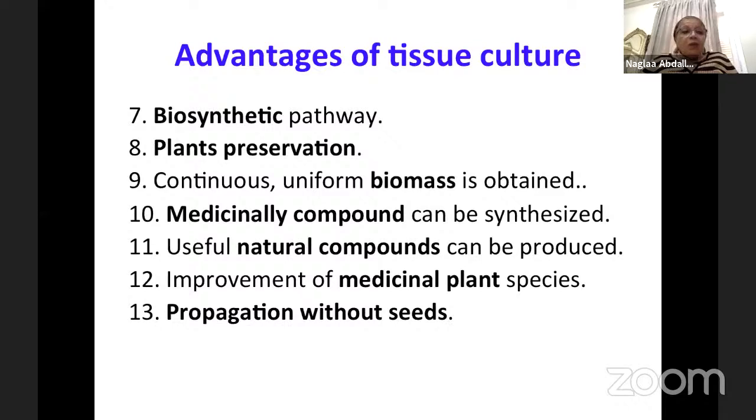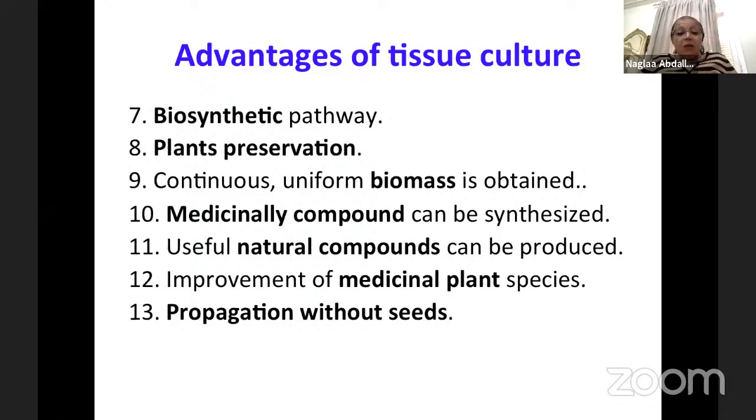For plant preservation, we can preserve plants for years, if we have different cultivars that are no longer used right now, we can preserve them. Maybe later we're going to use them for commercial purposes. For biomass production, of course, this is a very big industrial process. Medicinal compounds can also be produced.